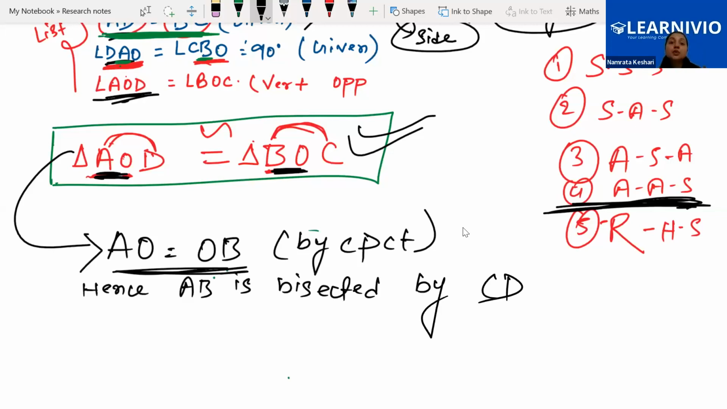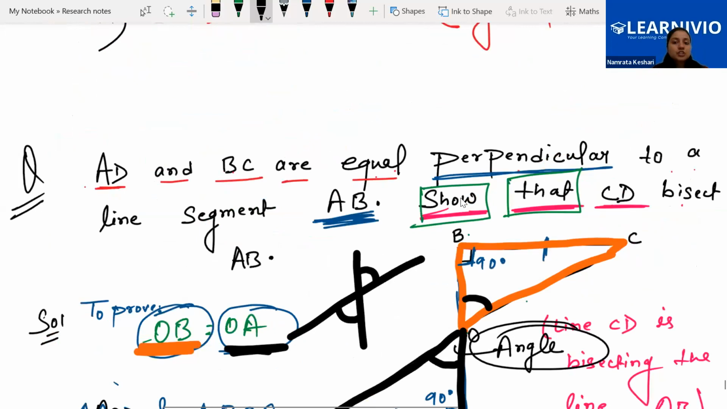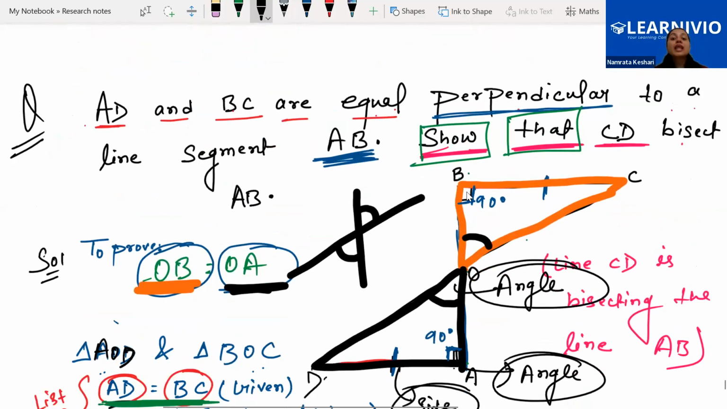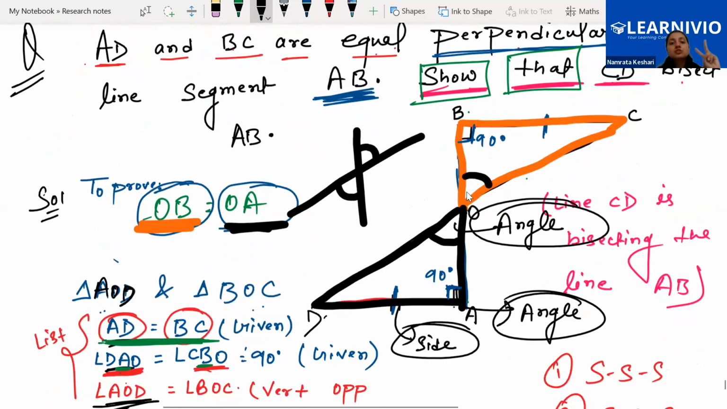Now let me summarize everything quick. So this is the question. First we understood the question. We realized that OB and OA we have to prove same. Then only we can say the line segment AB is getting bisected by CD. Okay. Now we have searched two such triangles where the first triangle must have OB side and the other triangle must have OA side. Those two such triangles, if we can prove congruent, then by CPCT directly we can write OB and OA are equal.